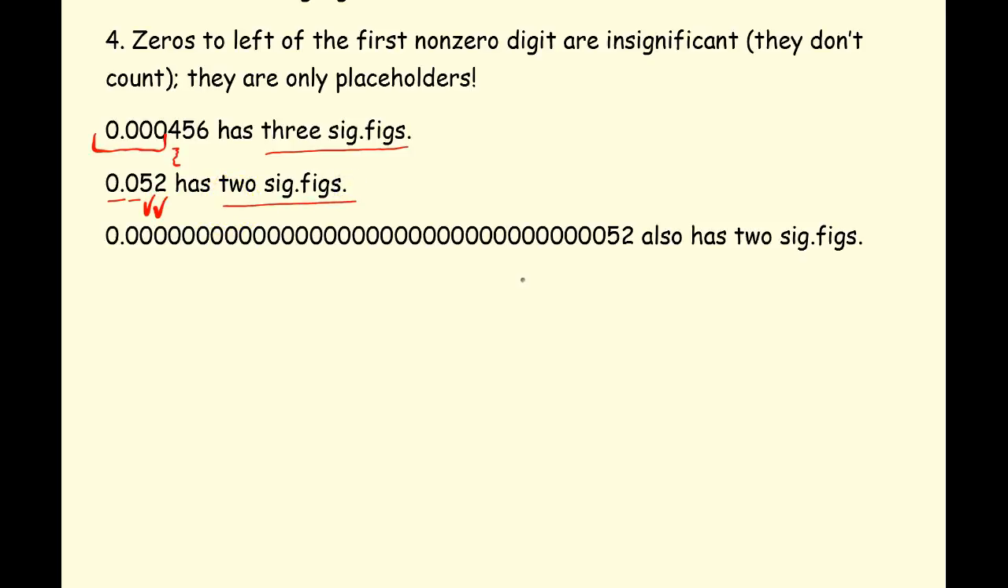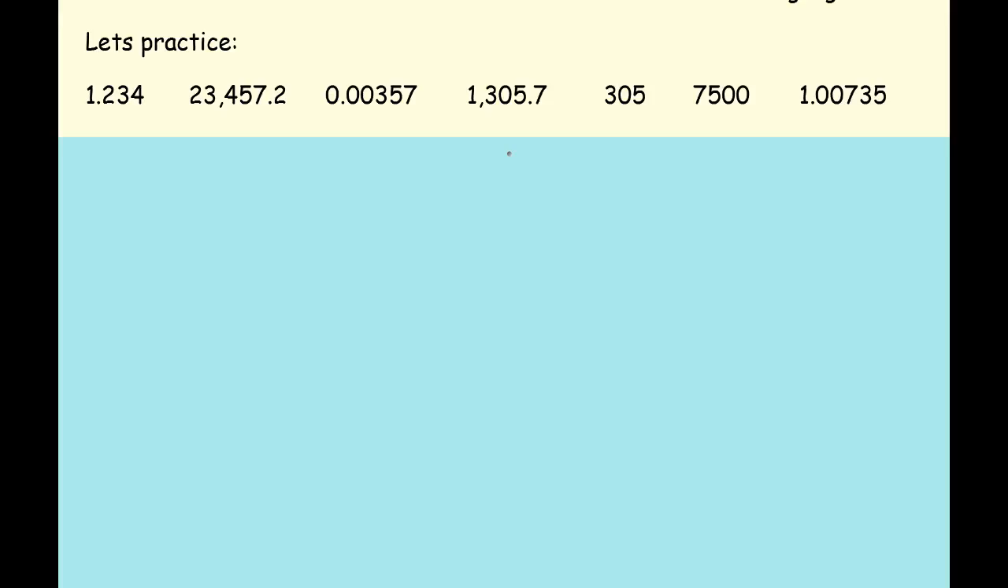The last example has 0 point and all these zeros before the first 5, which is a non-zero number, and then the 2. So these two here, the 5 and the 2, would count as being significant. All these other zeros do not count because they are to the left of the first non-zero number, as the rule states.